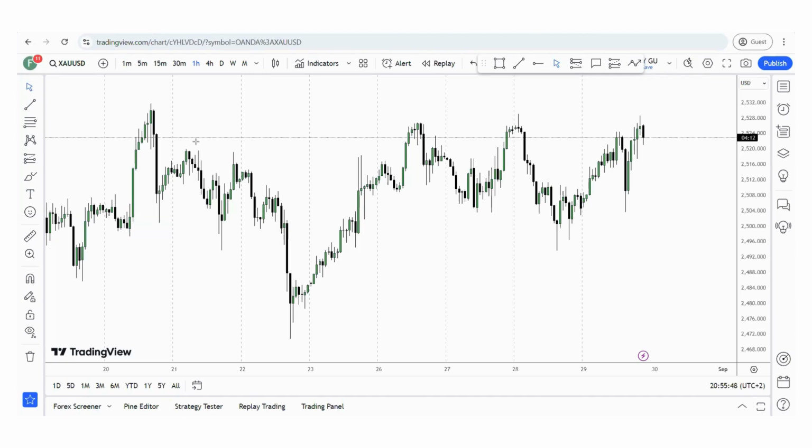During Asian session and London session, we had price push up, reach a high, and reject and push lower. All right, so let's say at that time you entered a sell.